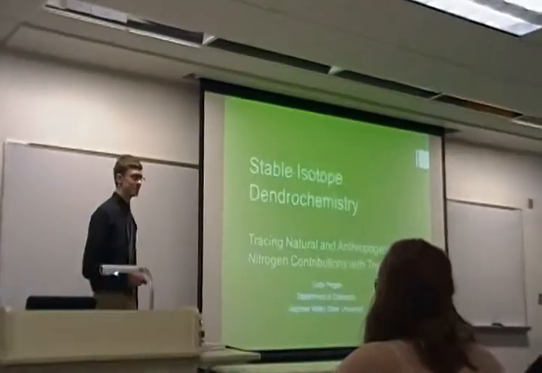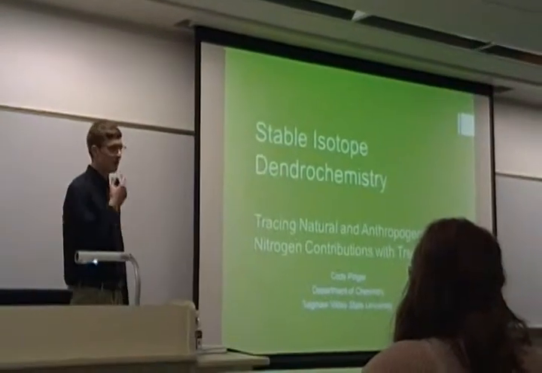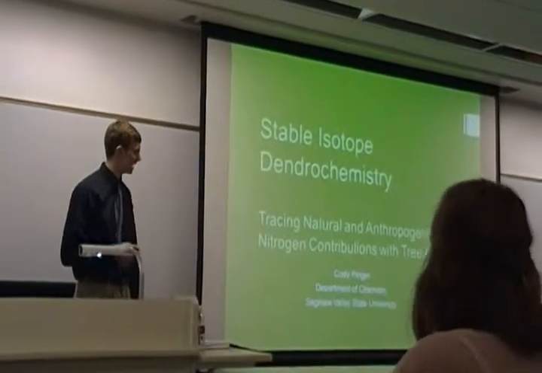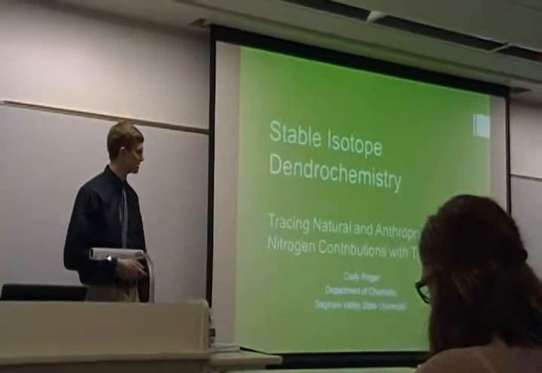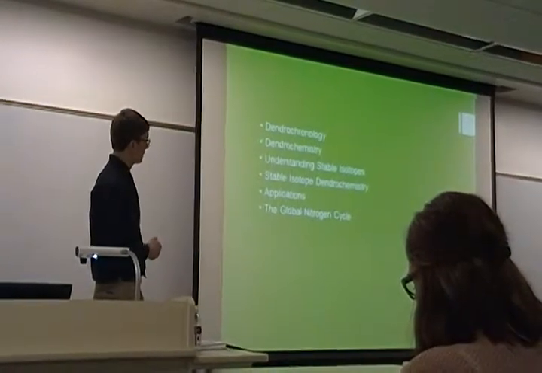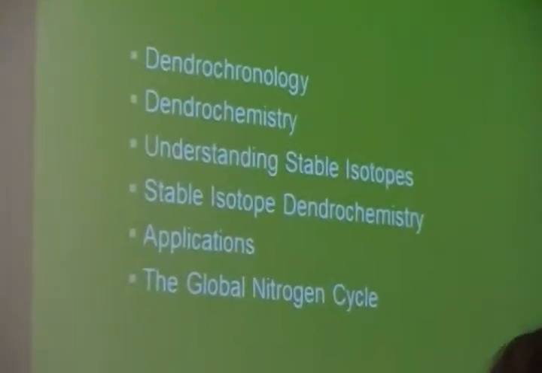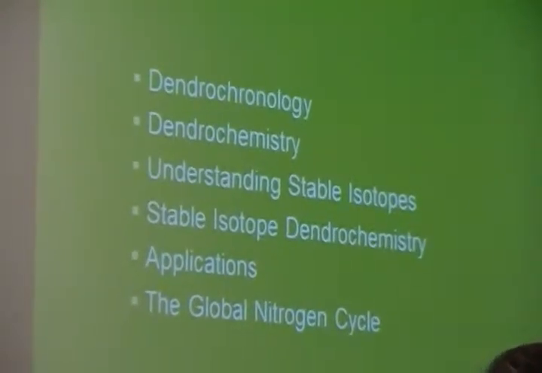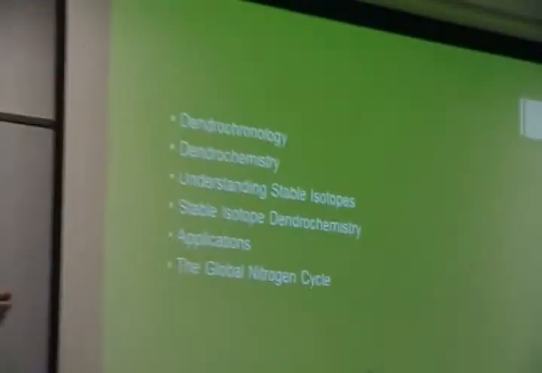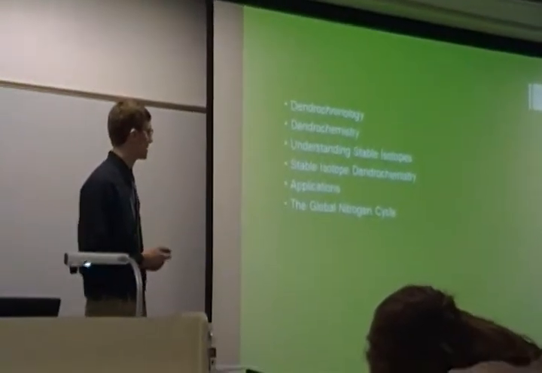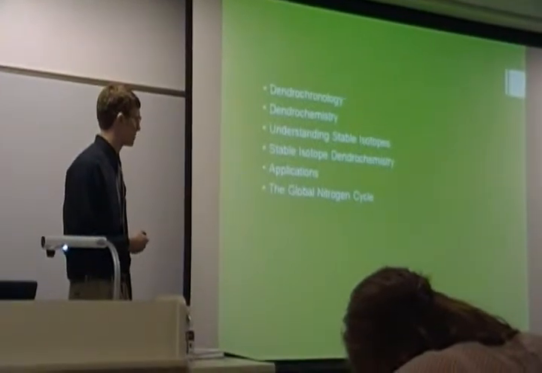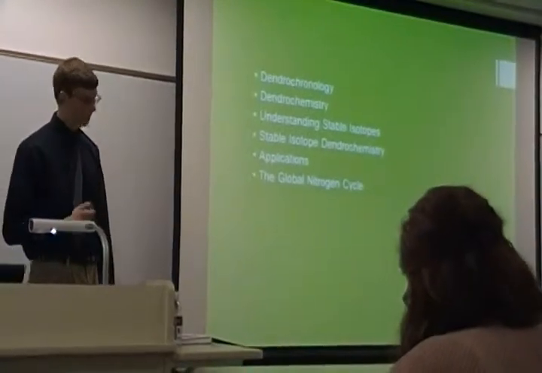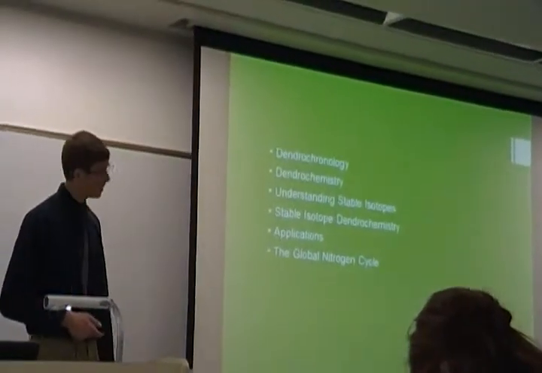Today we're going to talk about stable isotope dendrochemistry and what all that means. And we're going to examine a unique method of tracing nitrogen contributions to an environment with tree rings. So here's kind of a scatter of the things we're going to go through today. We'll start off with talking about dendrochronology and dendrochemistry and what those terms mean. And then we'll talk about stable isotope chemistry. And we'll tie all those things together and look at some research applications that are going on today. And then we'll talk about the significance of doing this kind of research in the global scheme of things.